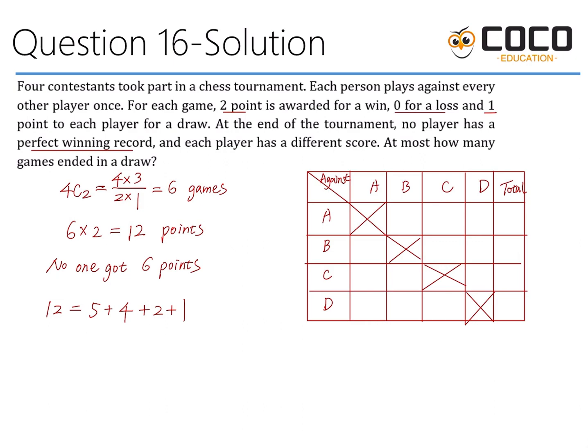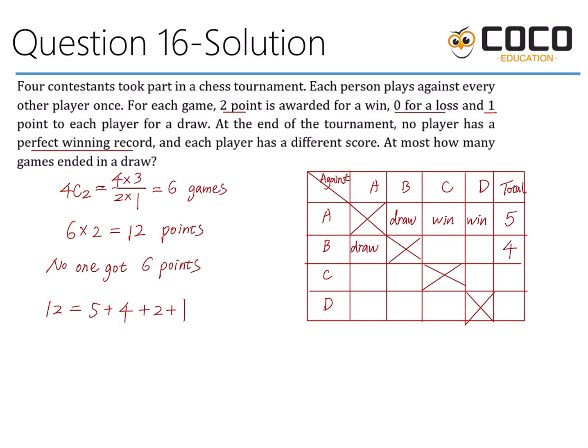Now, since A got 5 points, it will be 2 wins and 1 draw. Say when A plays against B, this is a draw. Playing against C is a win, playing against D is a win. So this is 1 plus 2 plus 2, 5 points. So A against B is a draw, then B against A, this is the same game, so it's a draw.